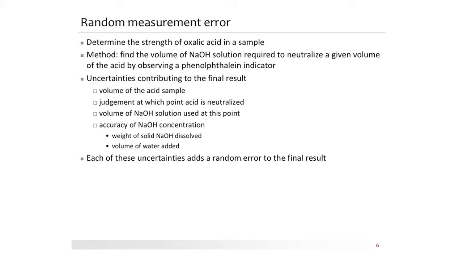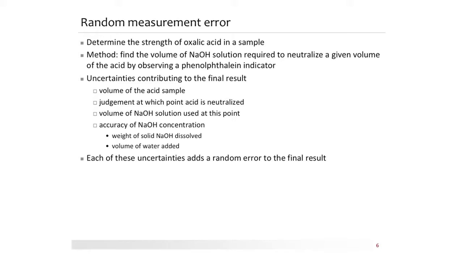Okay, let's go through a little example which I hope will explain a little bit where measurement errors come from. So imagine you want to determine the strength of oxalic acid in a sample. There are probably lots of chemists here that know much better than me how to do this. Find the volume of sodium hydroxide solution required to neutralize a given volume of the acid by observing a pH indicator like phenolphthalein. It's a long process, it involves several steps.